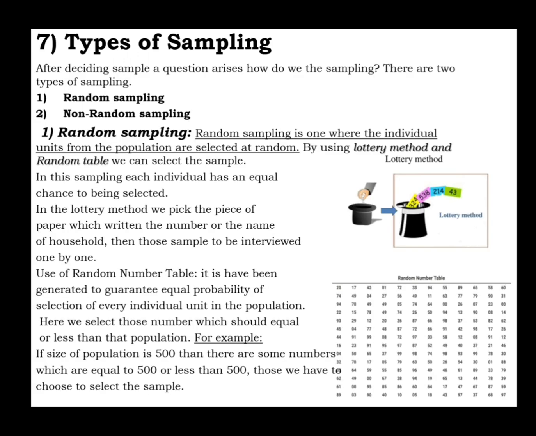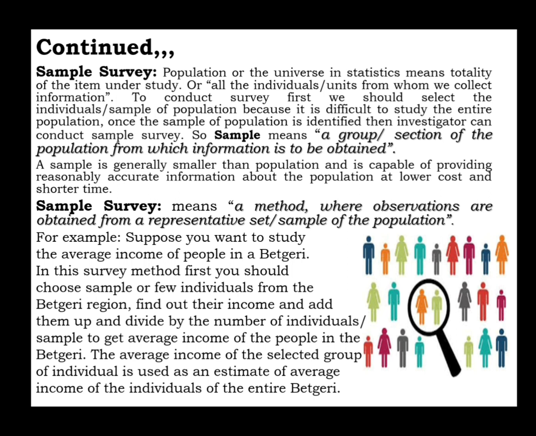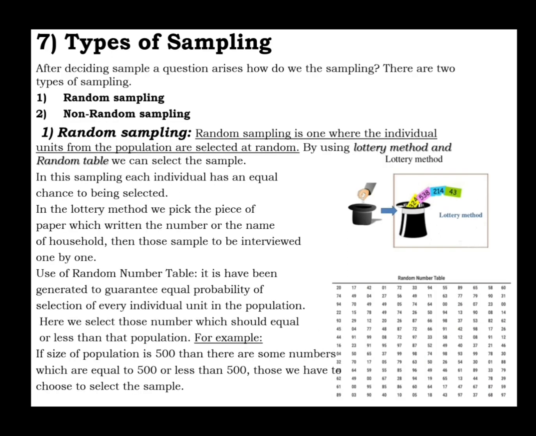Thereafter, types of sampling. In our previous concept we understood the meaning of a sample and a sample survey. After understanding the sample survey, we have to understand how we can select the individuals in the population, how we have to choose the samples in a population.